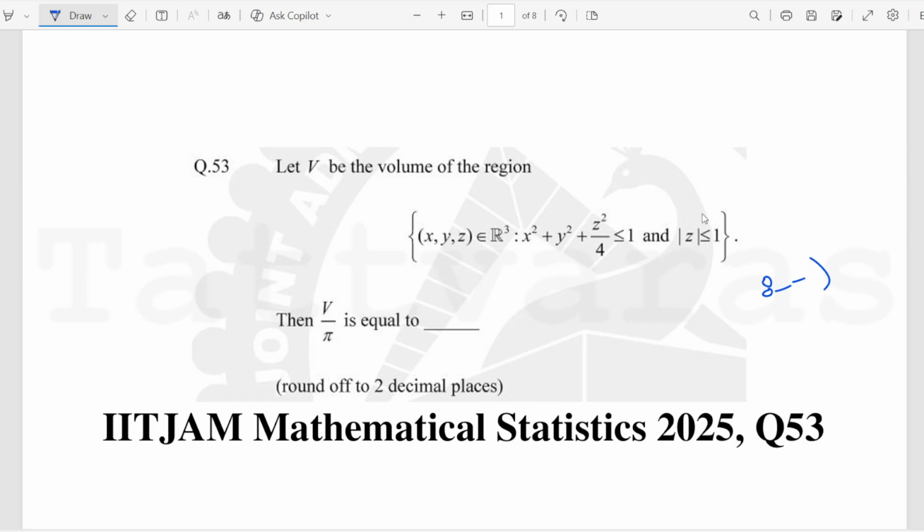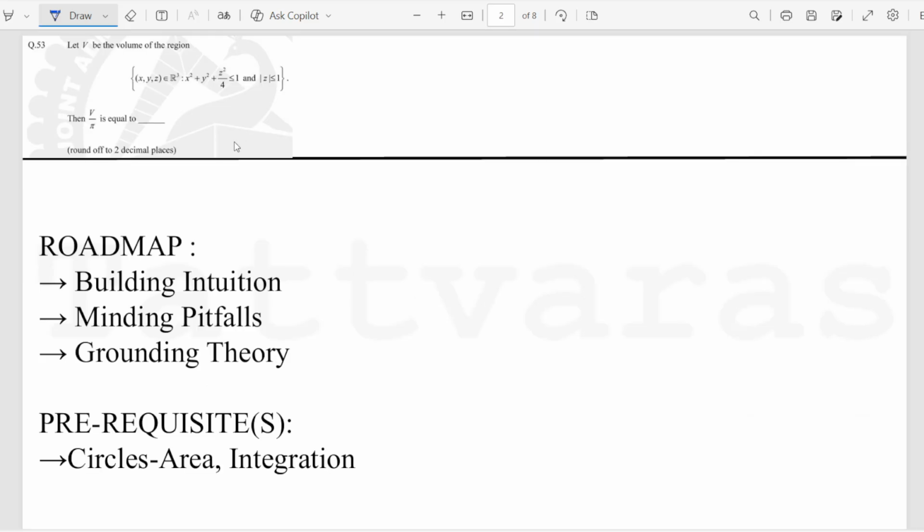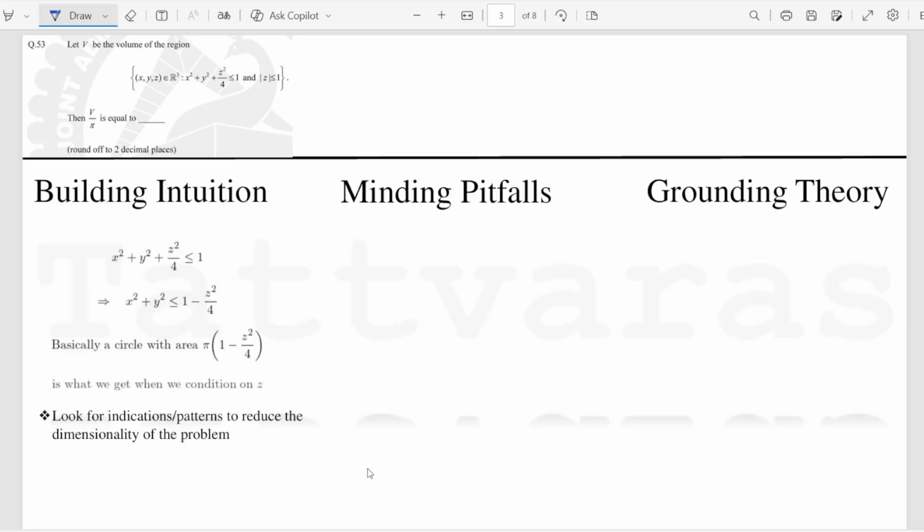Let's get started with this question on what seems like a 3D geometry problem, right? You are given three variables, you have to find volume, but we'll see something very beautiful and you guys will understand why this is one of my most favorite problems. With these prerequisites in hand, let's get started.